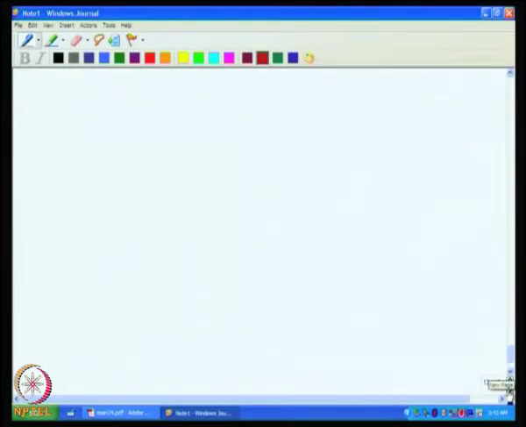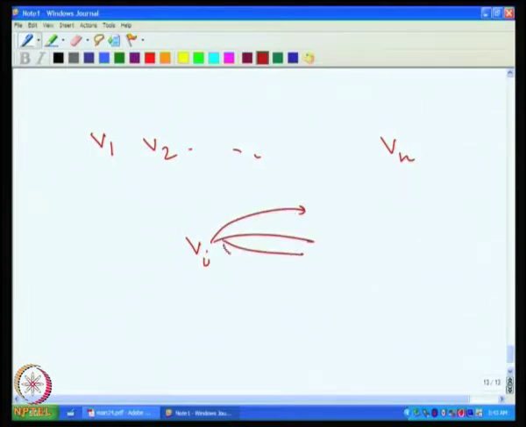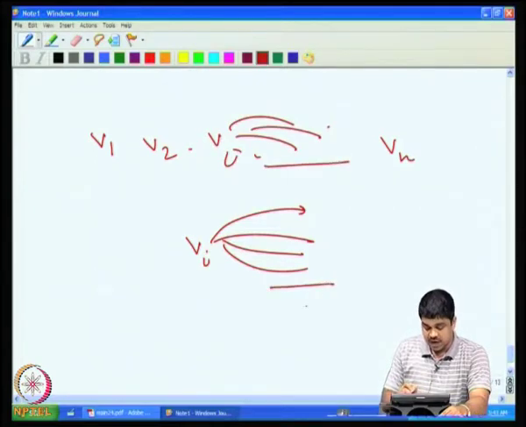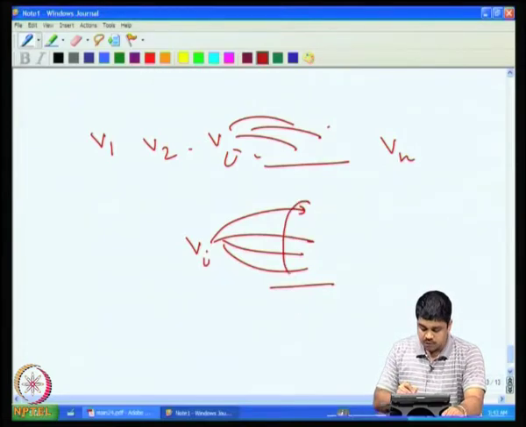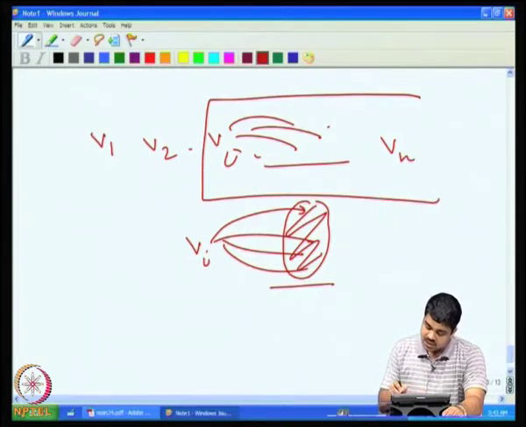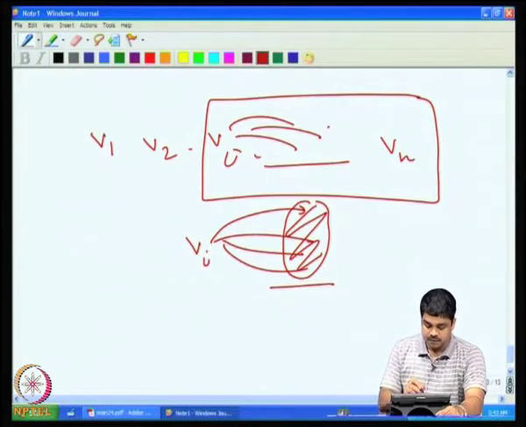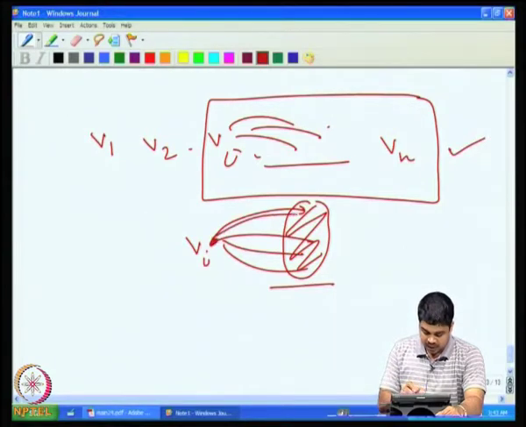The property of this perfect elimination ordering is that if you write down V1, V2 up to Vn and look at Vi, the ith vertex, and you look at the neighbors of Vi which are higher numbered than Vi, what will you see in the neighborhood? Of course, because Vi is a simplicial vertex in the induced subgraph on Vi plus 1 up to Vn, this is going to be a clique. That is the special thing.